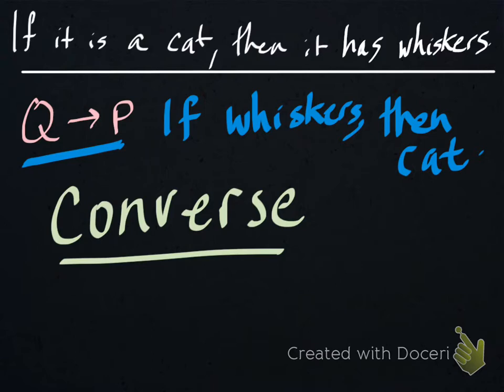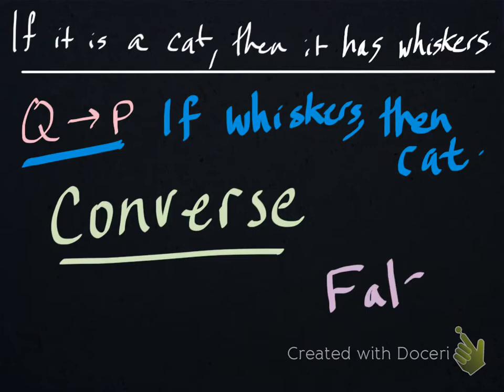Notice that much of the grammar of the original, which I have up here on the very top, remains the same, except that the hypothesis and the conclusion have switched places. If it has whiskers, then it is a cat. Now let's think about, once again, the truth value of this statement. Is this actually true or false in the real world? If it has whiskers, does that imply that it's a cat? Well, no, this is a false statement.